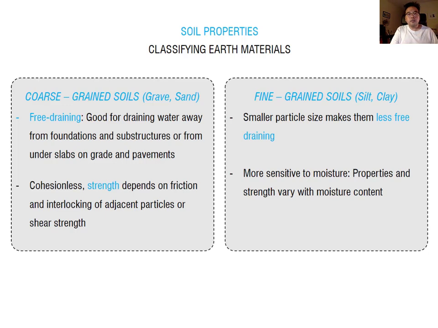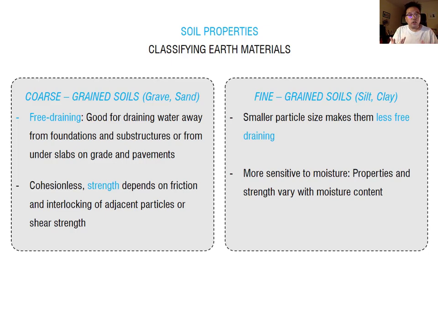Basically, from the previous table, we discussed how we can classify the earth material. There are two different earth materials: coarse grained soil and fine grained soil. Coarse soil is basically gravel and sand. Fine soil is basically silt and clay.